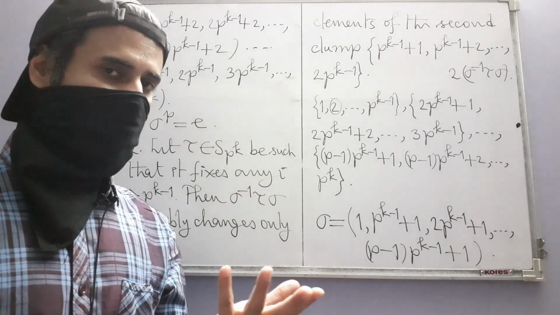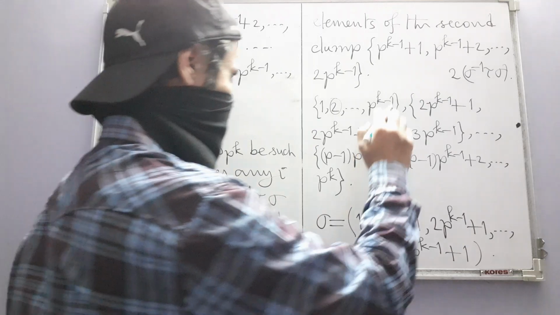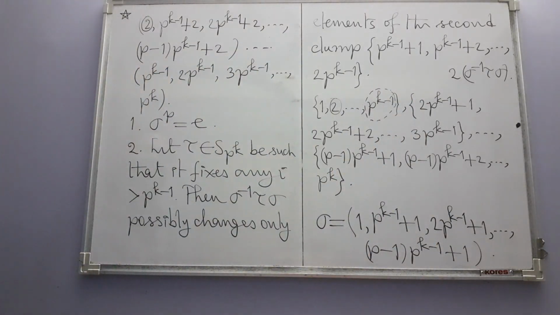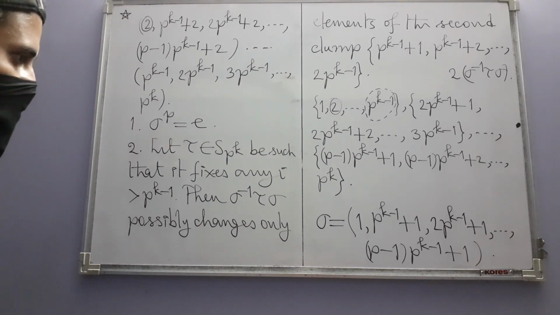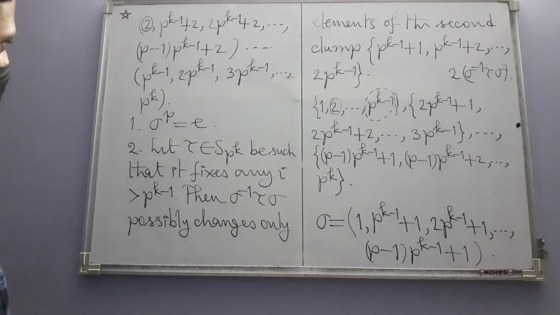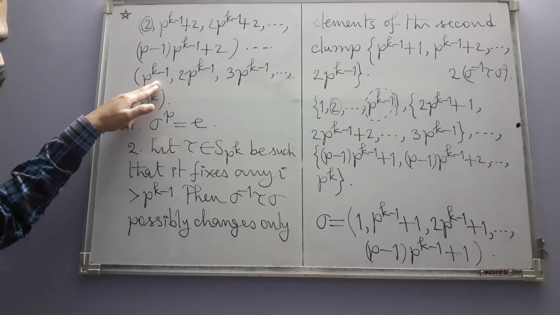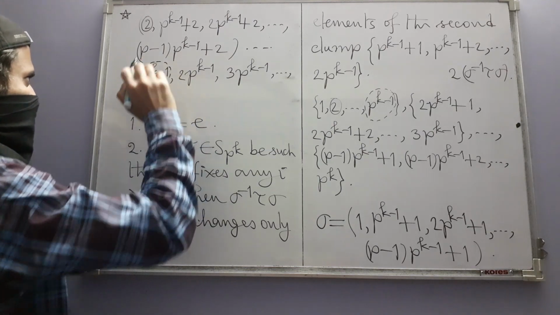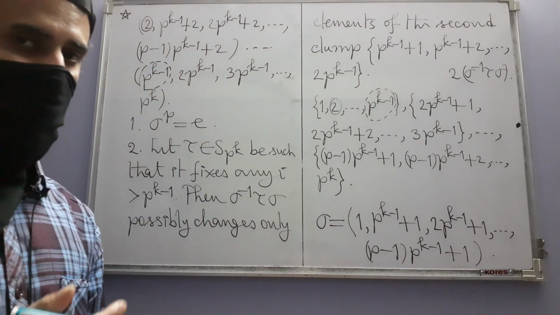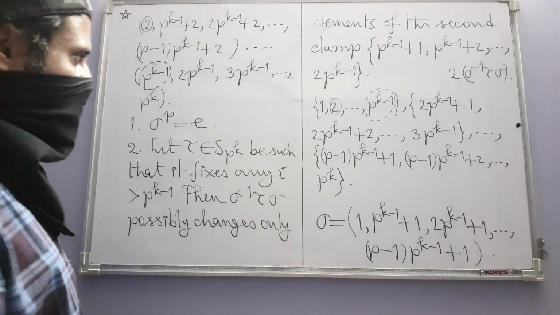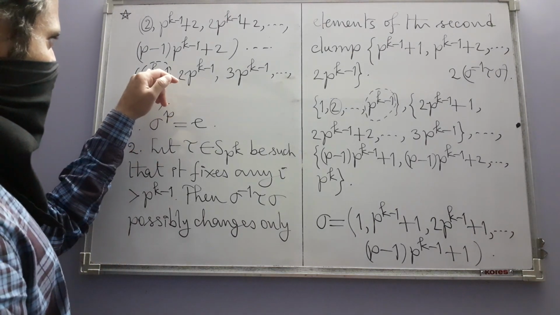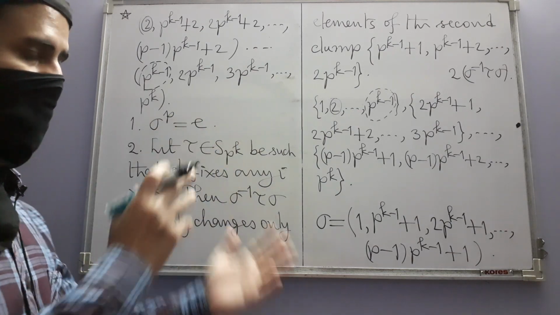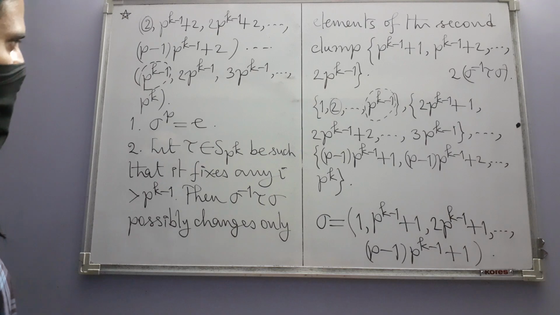There is nothing special about the element 2. Anything else you choose from the first clump, say p to the power k minus 1. Where does that appear? Here in the last cycle. In which cycle it appears actually has nothing to do with the current situation, but the position of the element in that cycle with respect to the other elements is what matters.